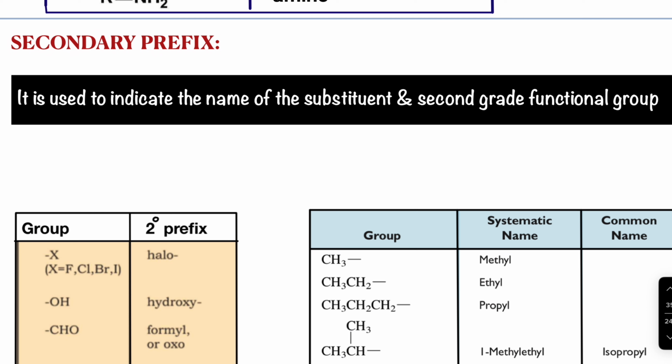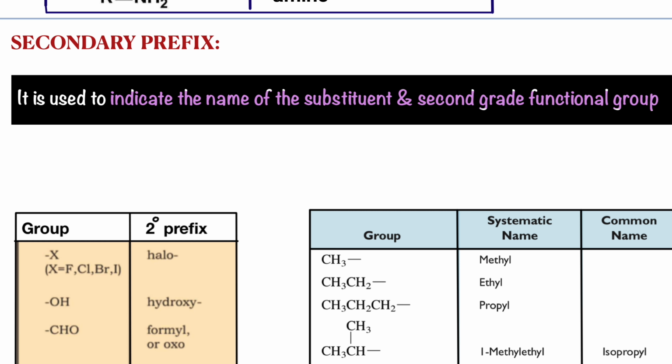And the next one is a secondary prefix. Secondary prefix is used to indicate the name of the substituent or second grade functional group. So if the compound contains 2 or more functional groups, according to the IUPAC sequence rule, we have to categorize them into first grade and second grade.